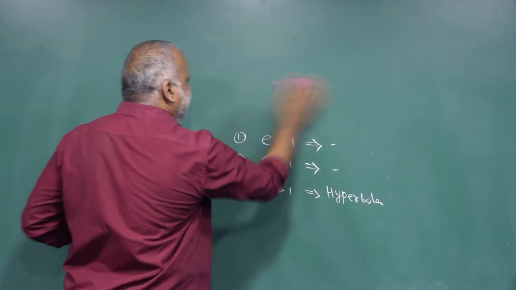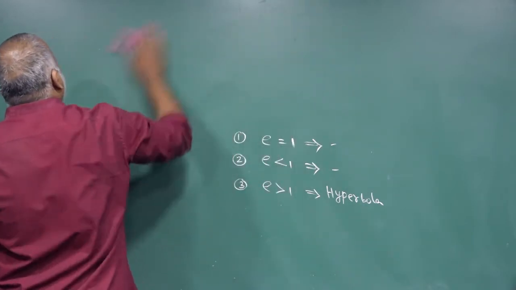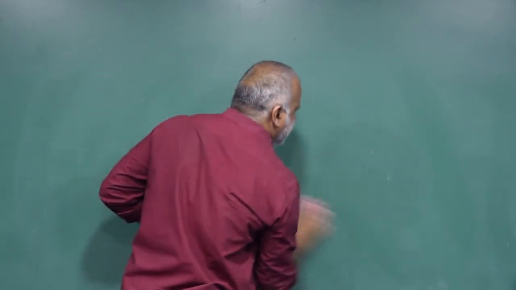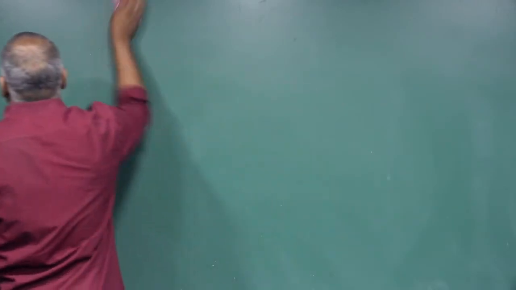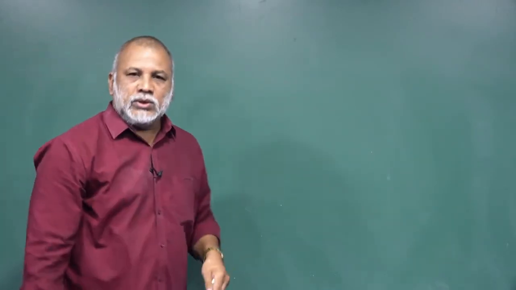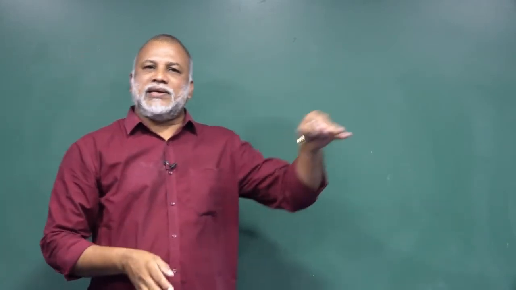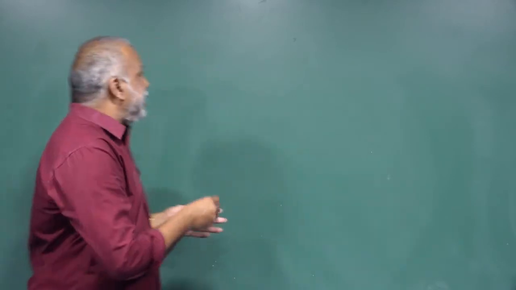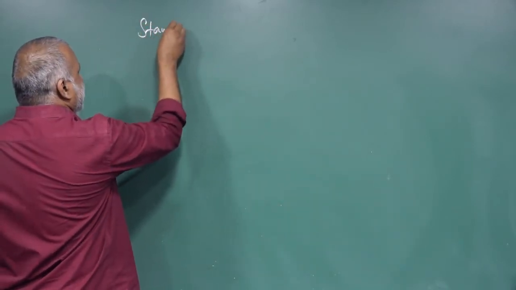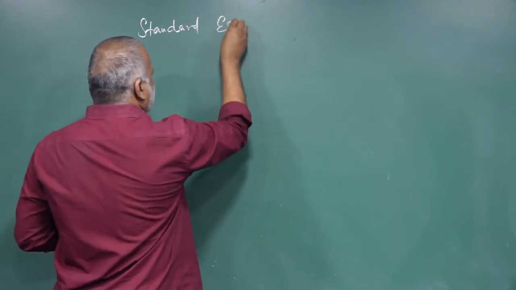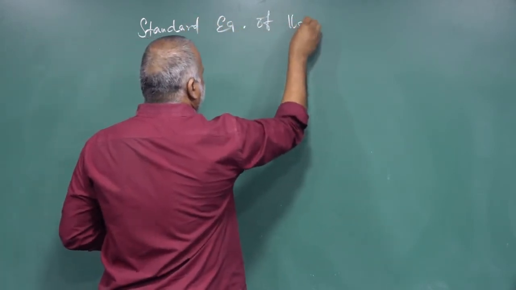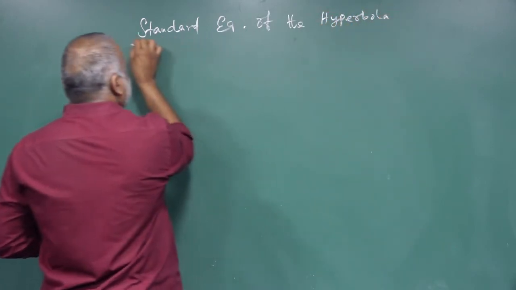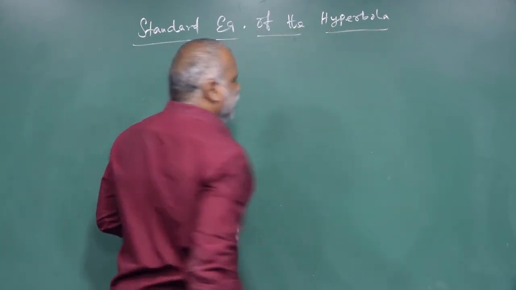So from the basic definition, we classified the conic in three ways. Number 1, parabola. Number 2, ellipse. Number 3, hyperbola. A hyperbola is a conic with the eccentricity E greater than 1. That is the basic definition. Now the standard equation of the hyperbola. This is the heading. Today we are going to discuss the standard equation of the hyperbola.